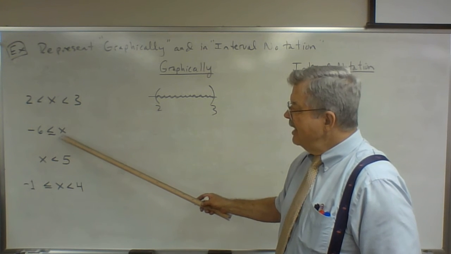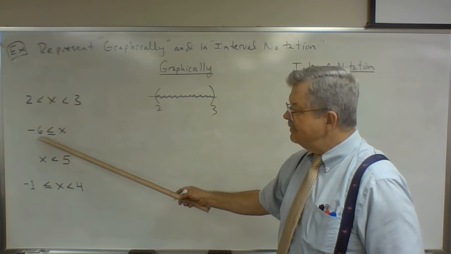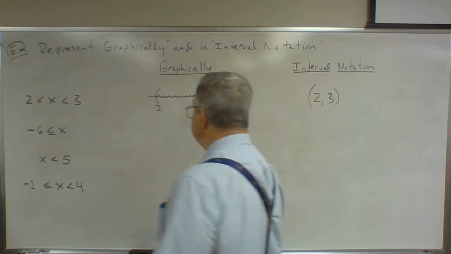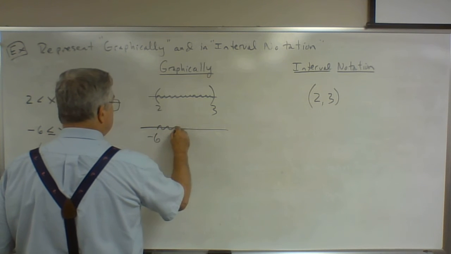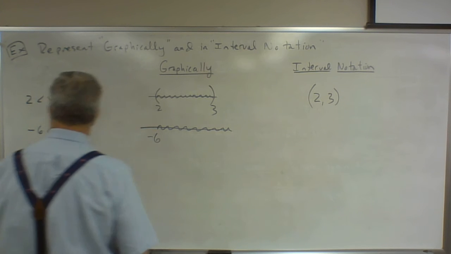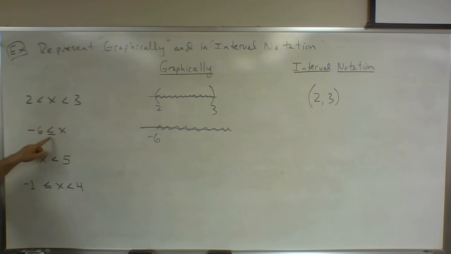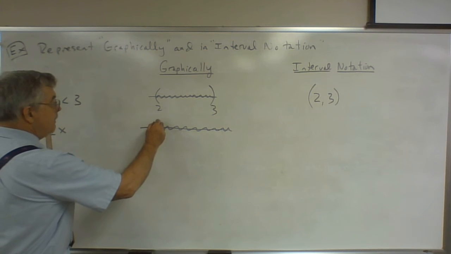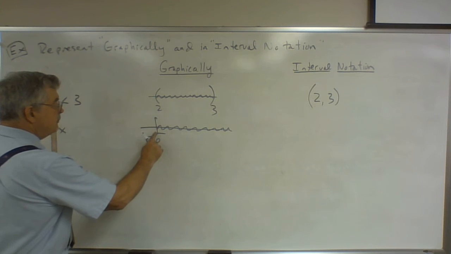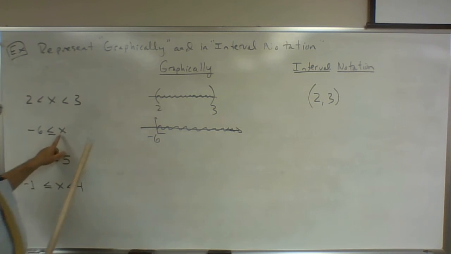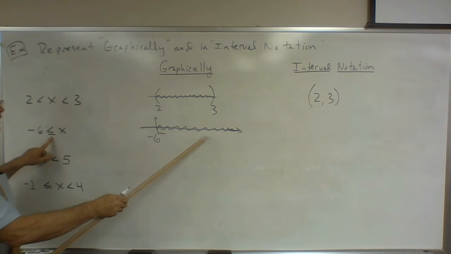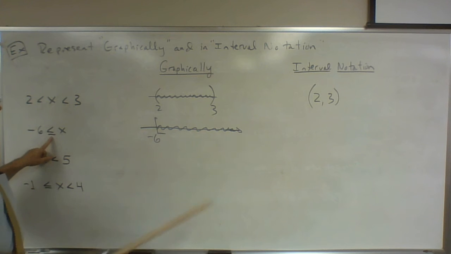Now what about this one? X is greater than or equal to negative 6. So x lies to the right of negative 6 on the number line. And this says that x can equal negative 6. X is greater than or equal to negative 6. So to show that x can be equal to negative 6, we put a square brace there. And to show that x can be any real number larger than negative 6, we let this thing go to positive infinity.